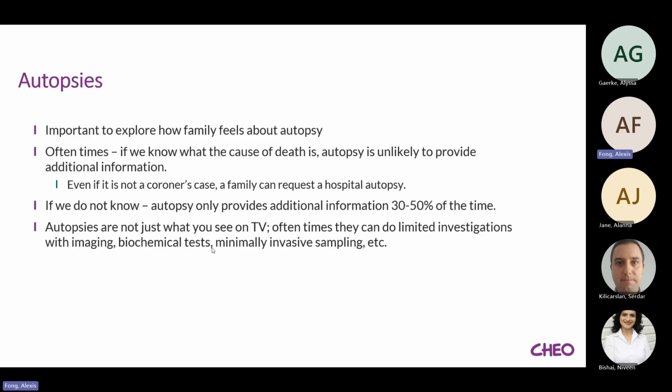If we know what the cause of death is, autopsy is unlikely to provide additional information. And even if it's not a coroner's case, the family can still request a hospital autopsy. If that's the case, you call the pathologist on call and navigate that together. Usually, though, if you know what the cause of death is, I've never seen a family ask for an autopsy in the case of a known genetic condition where we know that's the reason for death. Even if we don't know what the cause of death is, autopsy only provides additional information 30 to 50% of the time.